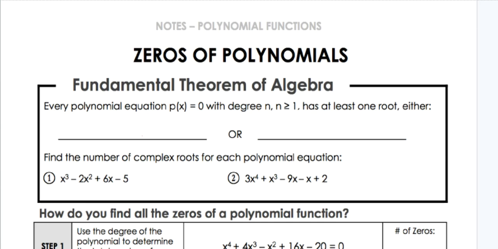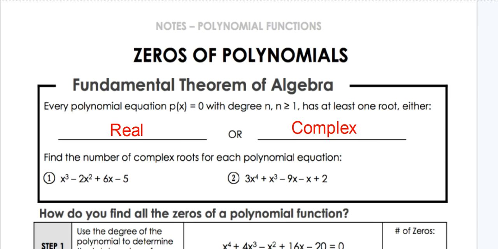So the first thing that we need to know is something called the fundamental theorem of algebra. The fundamental theorem of algebra says that every polynomial equation that's equal to 0 with degree greater than or equal to 1 has at least one root. That root is either a real or a complex root.